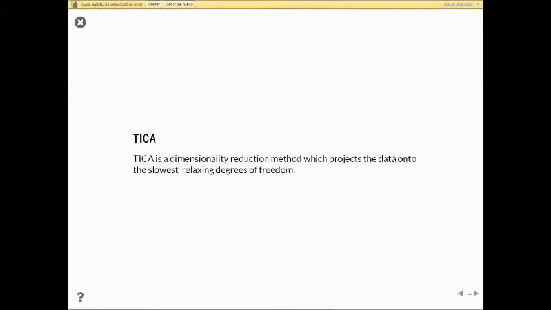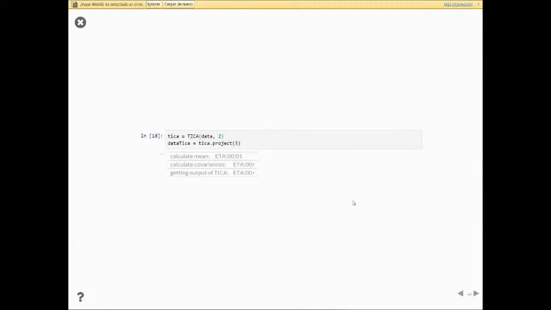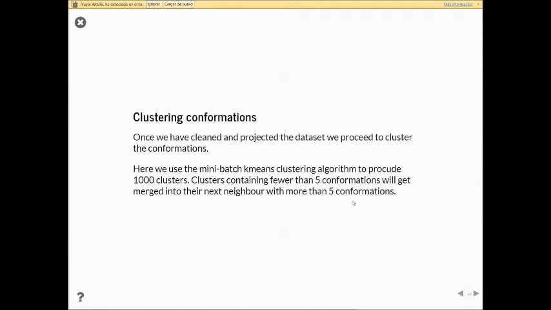Okay, so after the TICA dimensionality reduction, we have projected onto the 3 dimensions, and now we need to cluster. So far it's a geometrical cluster. We can use k-means, k-centers. There are many clustering methods. In this case, we are using a mini-batch k-means clustering, and we'll do 1,000 clusters.